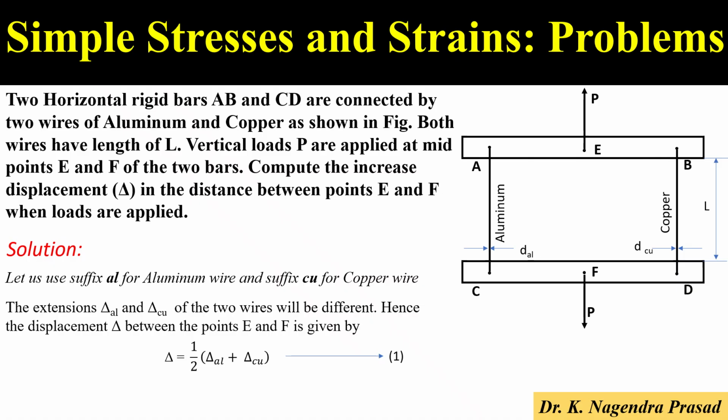See here, the extensions of the aluminum and copper wires are different because both have different E values, but the displacement of the bar should be the average value of the aluminum and copper wire displacements. So the displacement of the rigid bar delta equals the average of the displacements of aluminum and copper. So delta equal to 1 by 2 into delta AL plus delta CU. Let's consider this as equation 1.